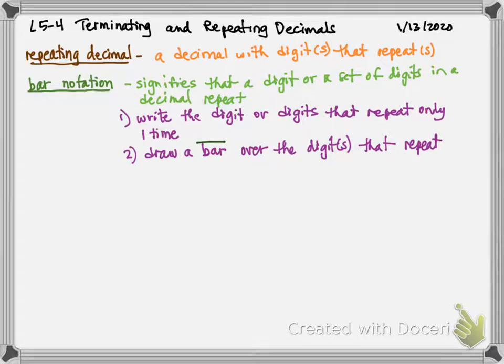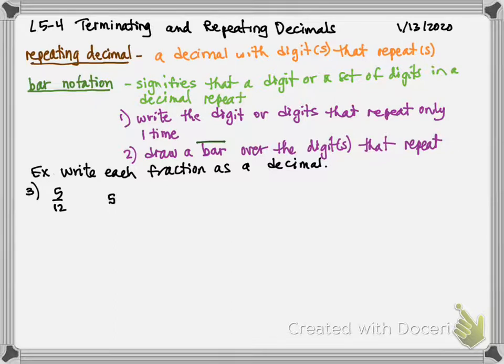Okay, we've got 2 examples, and then we'll be done for today. So the directions say, write each fraction as a decimal, same as before. So example 3, I'm going to give you kind of an okay one, and then I'm going to give you the nastiest one possible. So we have 5 divided by 12.